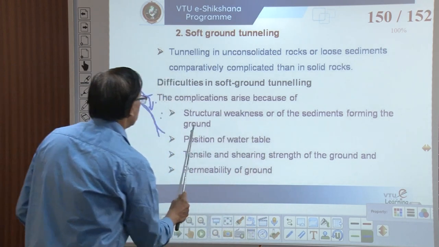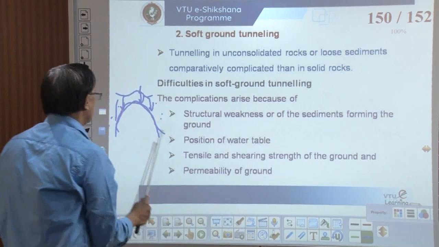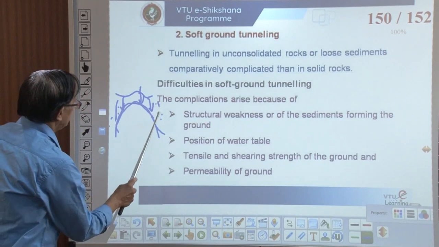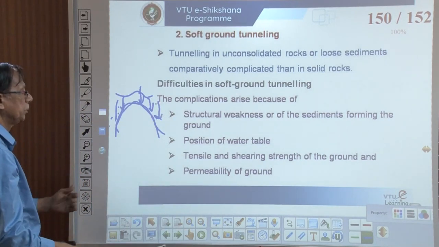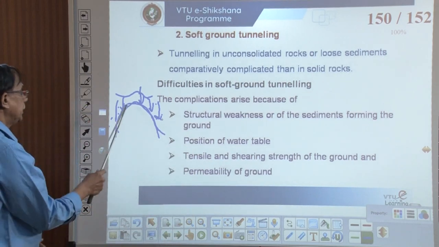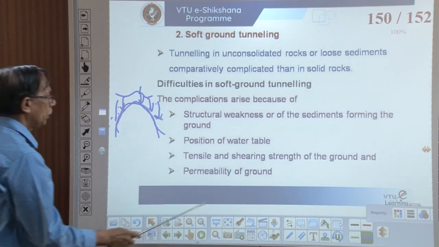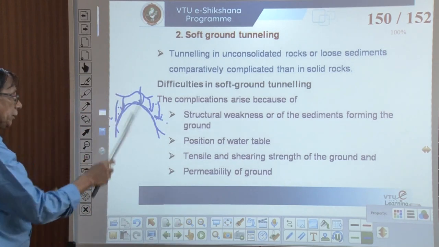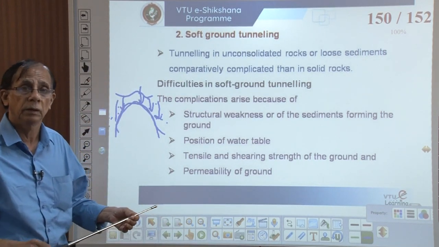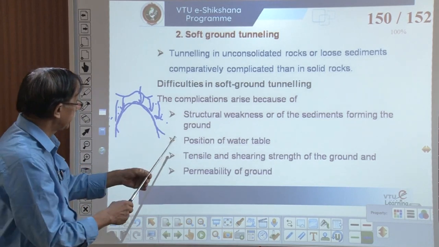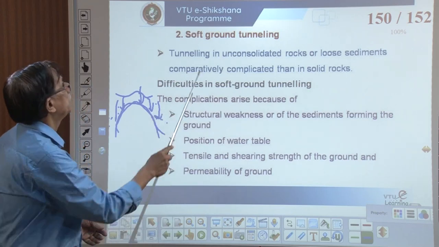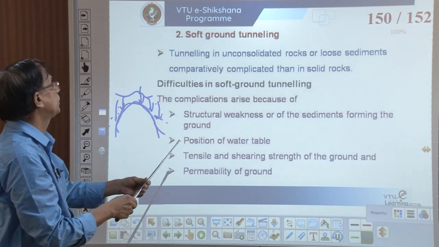Complications arise because of structural weakness of the sediments. This is one. Position of the water table, very highly porous and permeable. Their tensile and shearing strength is so low, they collapse, they slide. Permeability of the ground, because of heavy rainfall, there is a severe percolation of water, etc., is common. Therefore, under this condition, tunnel through soft sediment or soft ground is very challenging.